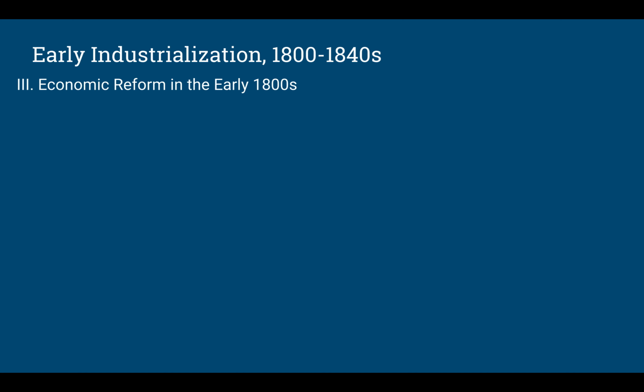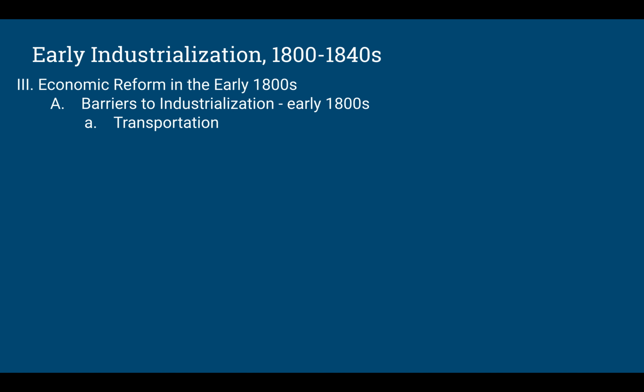Okay, economic reform in the early 1800s, anything that has to do with money. So first of all, there are barriers to industrialization in the early 1800s. Let's start with transportation. You are, at best, able to move around on a horse or by horse. And even if you have a carriage or buggy, you still cannot haul much, and it's still, relatively speaking, very slow. Also, roads are in really poor condition, or they just don't exist at all.